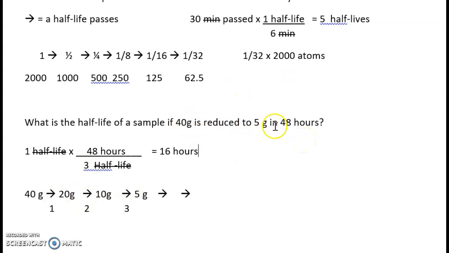You can also do this by fraction. You can see that 5 out of 40 is 1/8. And again, we showed that up here. It takes 1, 2, 3 half-lives to reduce a whole to 1/8.